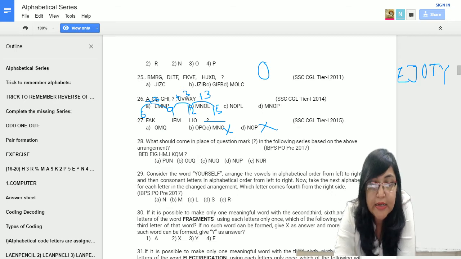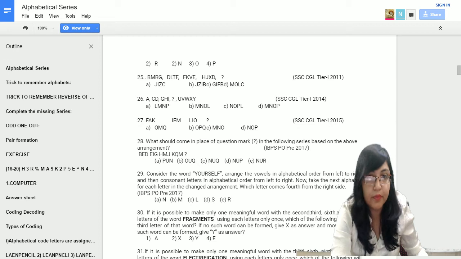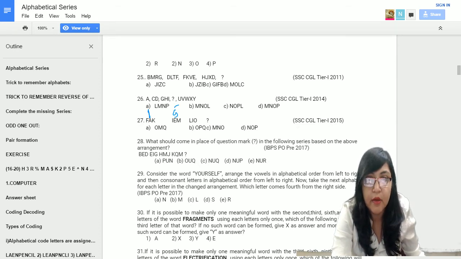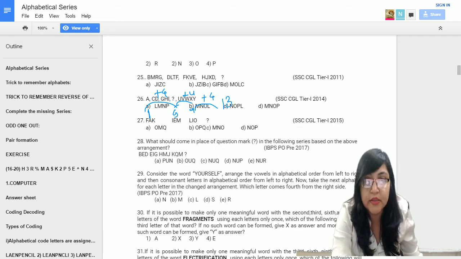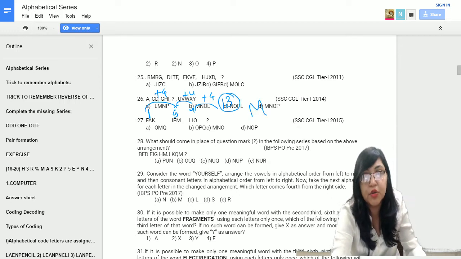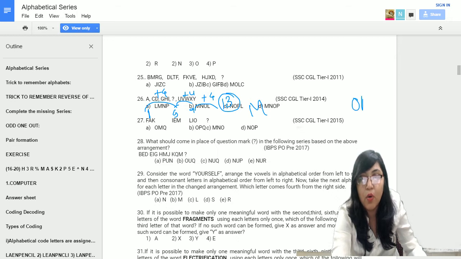So let's see. Let's look for the second term. A is 1. E is 5. I is 9. So these are basically plus 4 plus 4. So here also we'll be having plus 4. So 9 plus 4 would be 13. And 13, the place value of M is 13. So your second term should be OM.